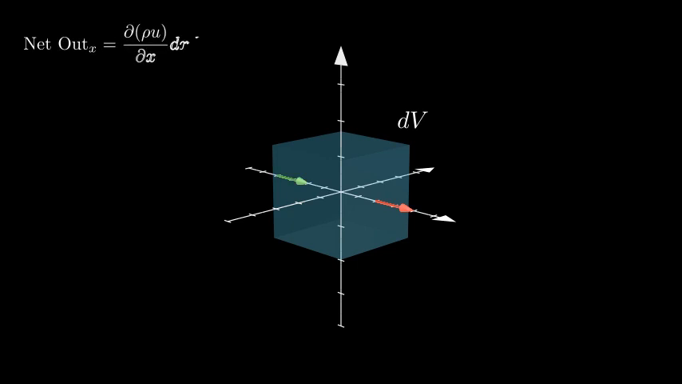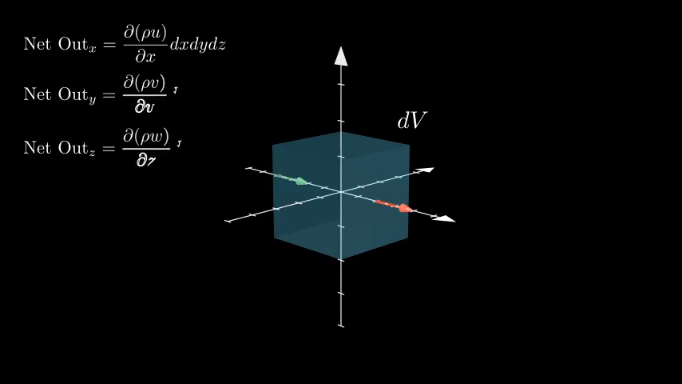Let's consider the faces perpendicular to the x-axis. The density is rho, and the velocity in the x direction is u. The area of each face is dy times dz. The net mass flow rate out in the x direction is the difference, which simplifies to the partial derivative of rho u with respect to x times dx dy dz.